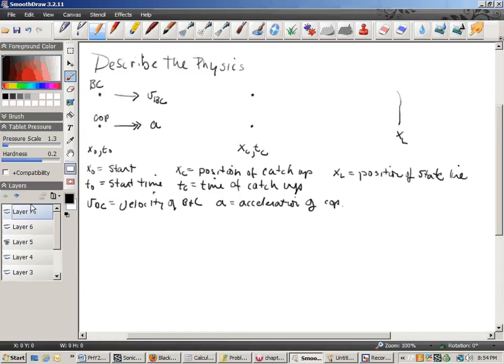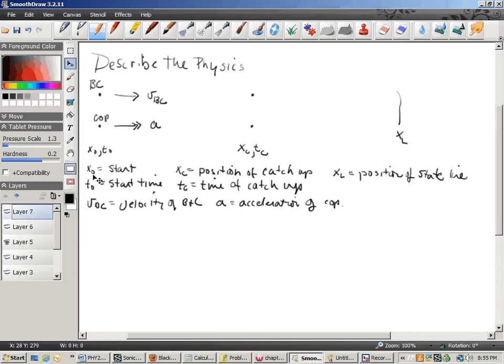My first goal is to describe the physics. And if you'll look right here, we have the object Bonnie and Clyde moving at velocity v_bc. We have a cop moving with acceleration a. We show that at time tc, the cop has caught up with Bonnie and Clyde. And we don't know where this xc and tc is going to occur. I'm putting it in here because I think it's going to occur in here, but it could very well occur out here.